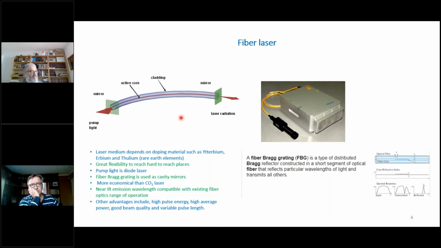The great advantage of the fiber laser is its flexibility, because you could move it around. You don't need a set of mirrors like the CO2 laser to direct the beam. So if you need to steer the beam, you can just move the fiber. It's quite flexible. It has other advantages such as high pulse energy, high average power, good beam quality, and variable pulse length.